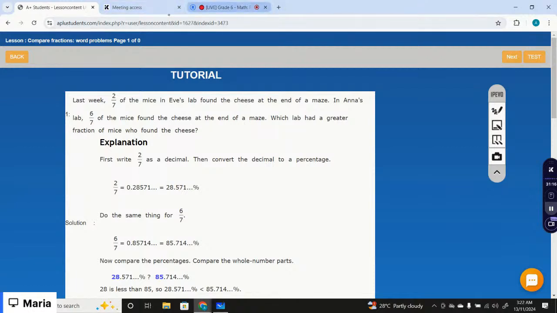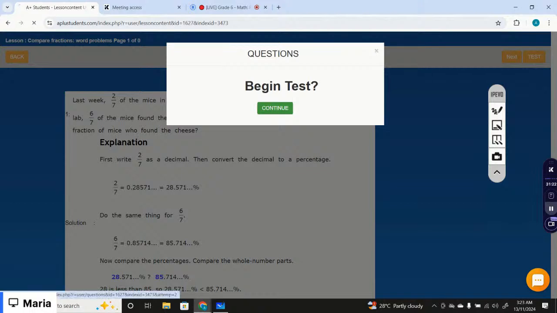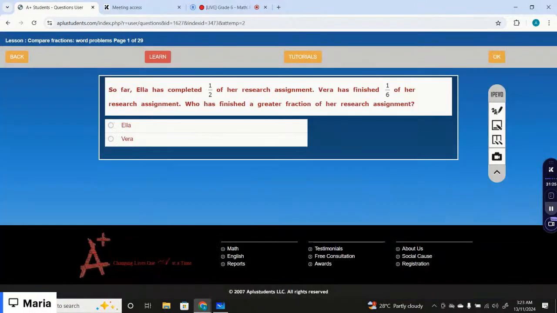Okay, let's just start with the test questions so that we can do more questions, right? You can have a look at the tutorial by yourself later today. They are already solved, right? So far, Ella has completed half of her research assignment. Veera has finished one sixth of her research assignment. Who has finished a greater fraction of her assignment? So, which is the correct option?